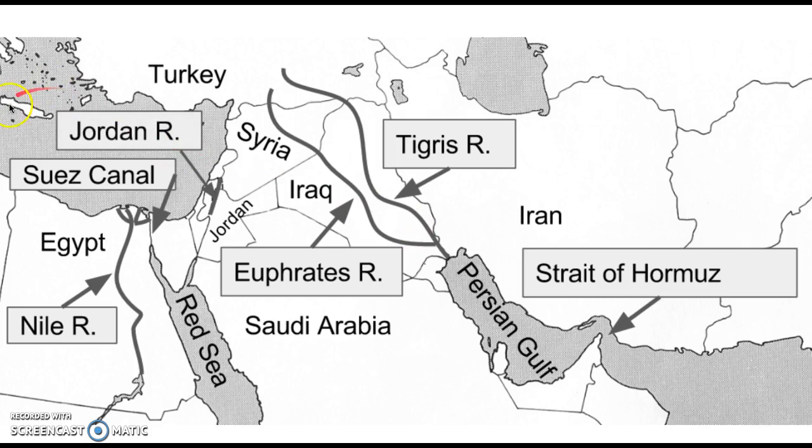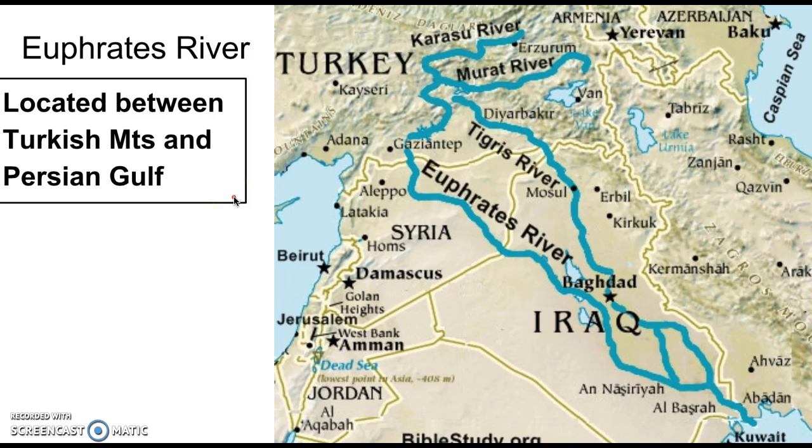And then finally, if you just want to write in here at the very top, this is not going to be on your test or in your SOL, but another important river, particularly in the Bible, is the Jordan River. The Jordan River is located on the west side of Jordan and the east side of Palestine.